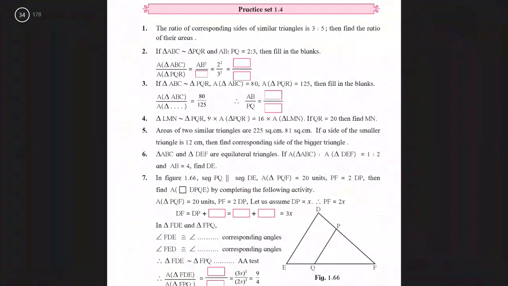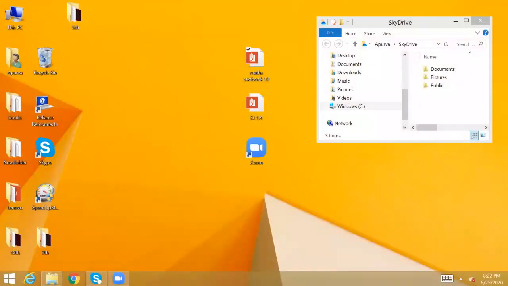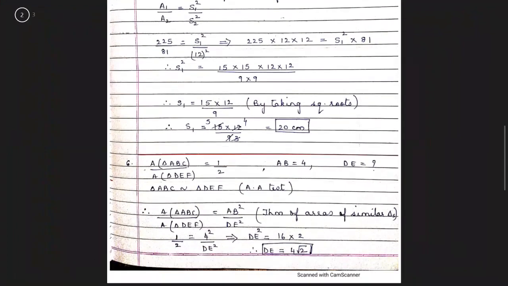Triangle ABC and triangle DEF are equilateral triangles. If area of triangle ABC is to area of triangle DEF is equal to 1:2 and AB equal to 4, find DE. Now, you have been given that these two triangles are equilateral triangles. Now, since the two triangles are equilateral triangles, don't you think they are similar by AA test? How? They are equilateral, therefore all angles are 60 degrees. Therefore, the two triangles are similar by AA test. And hence, we can apply the theorem of areas of similar triangles.